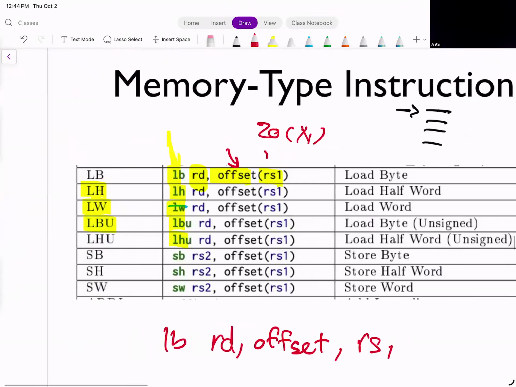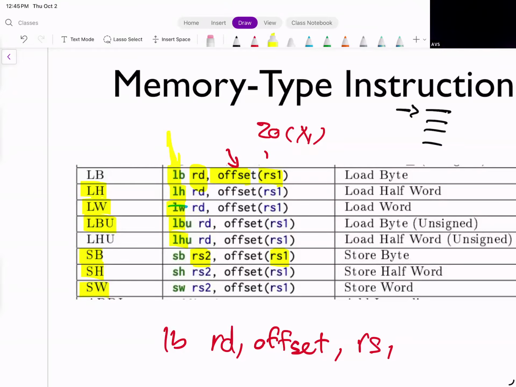All right, and then same story with store. There is one catch with store that people usually confuse. Store does not have any destination register, because you're not writing anything to the registers. You're writing from the CPU to the memory. So there is no RD in store instructions. Basically what you have is only RS1 and RS2. We keep RS1 as the base. RS2 is the value that you want to write to the memory.